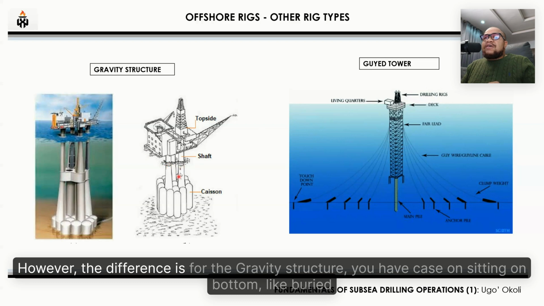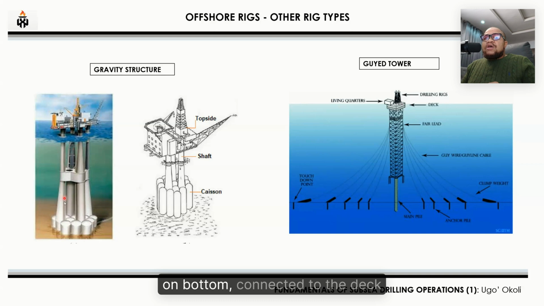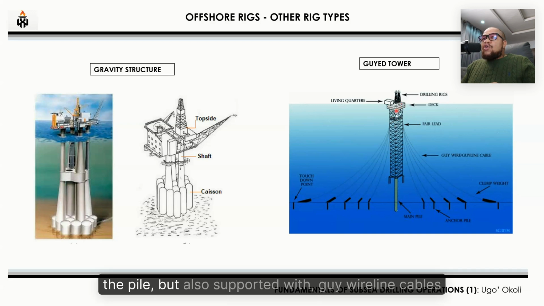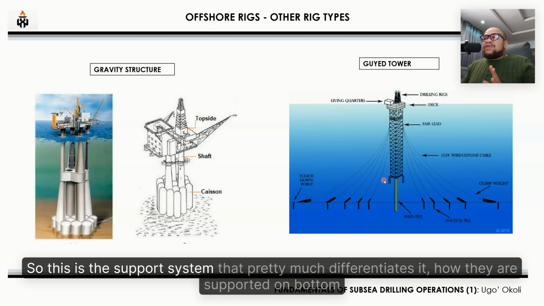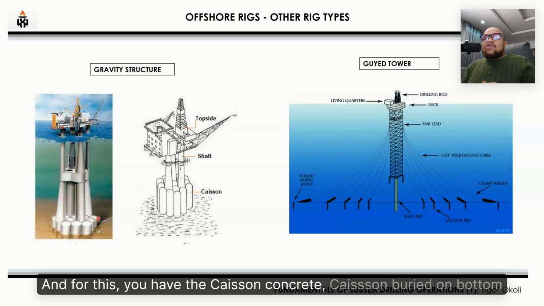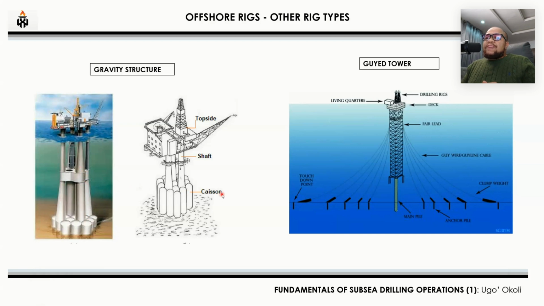However, the difference is for the gravity structure, you have caissons sitting on bottom, buried on bottom, connected to the deck, while for the guy tower you have the truss structure buried with the pile, but also supported with guy wireline cables. So this is the support system that pretty much differentiates it, how they are supported on bottom. You have the main pile and guy wires, and for this you have the concrete caisson buried on bottom.